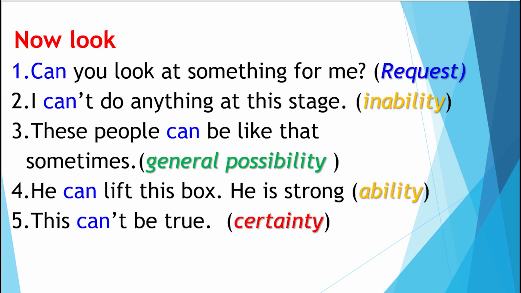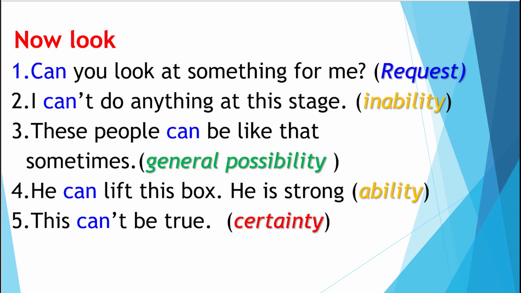Number 3, these people can be like that sometimes. General possibility. If someone irritates you, then another person can excuse for him. Oh, this person can be like that sometimes. So sometimes he has that kind of behavior, generally. So it's general possibility that those people can be like that at times.